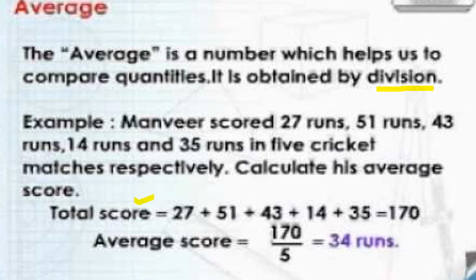Okay, so let us start by finding the total score. So 27, 51, 43, 14 and 35. If you find the total, then you will get 170. We want to find the average score. So what should we do now? We have to divide the total score by the number of matches. So 170 by 5, 34 runs is the average score.